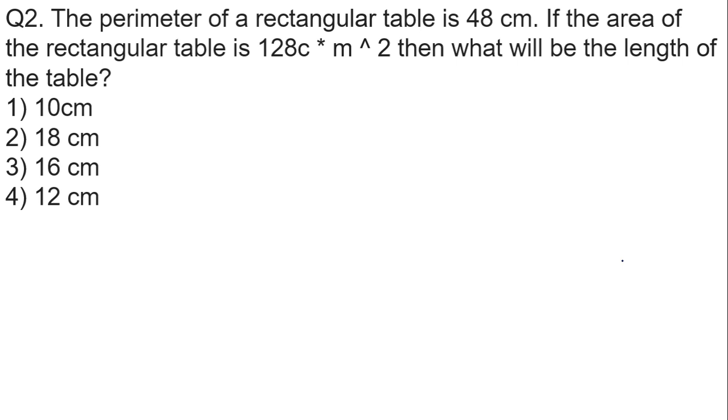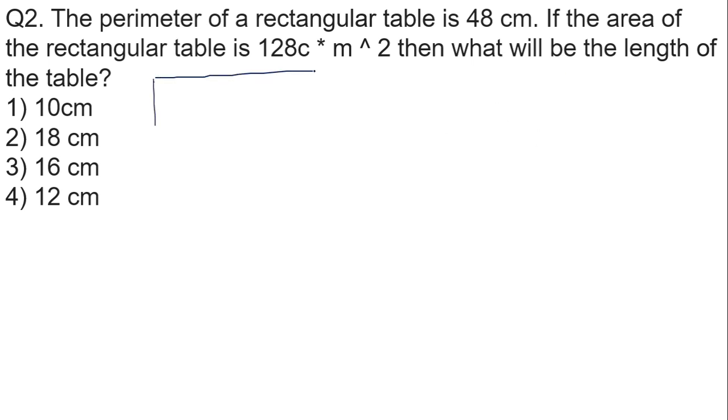Now this is a simple question. The first question was quite lengthy, a little bit lengthy, we can say. Questions number 2, 3, 4 are very simple. You just have to understand those formulas of the rectangle. Now question number 2 is talking about the perimeter of a rectangular table, which is given as equal to 48 centimeter.